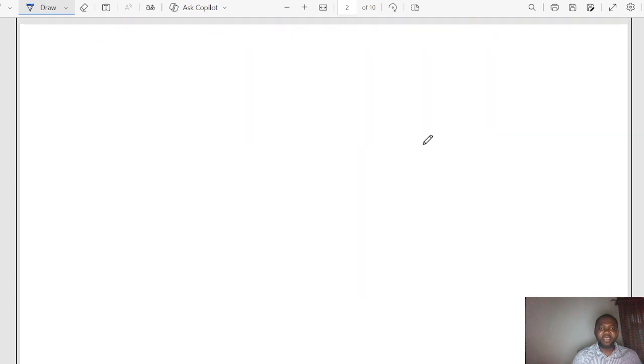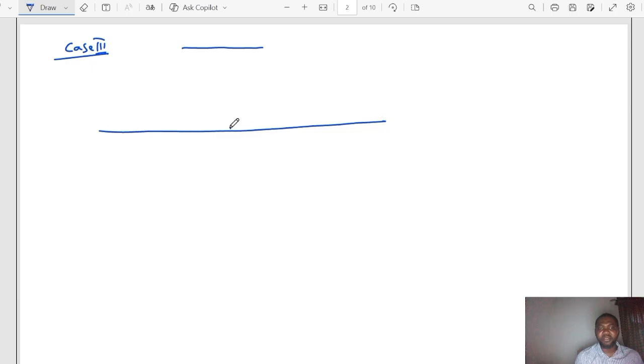So we have a case 3 for similar triangles. Now in this case 3, it looks like this. Watch. When you have two parallel lines, like this line is parallel to this line, then you join two ends. This end here joins this end, and this end here joins this end. You form a similar triangle.